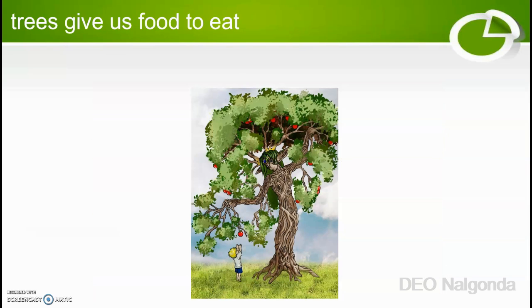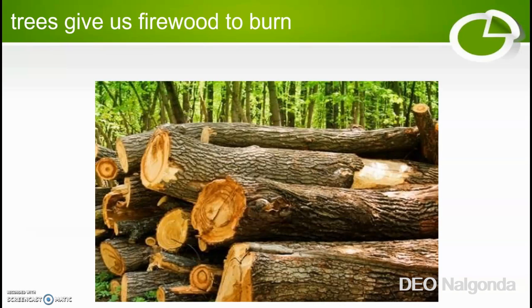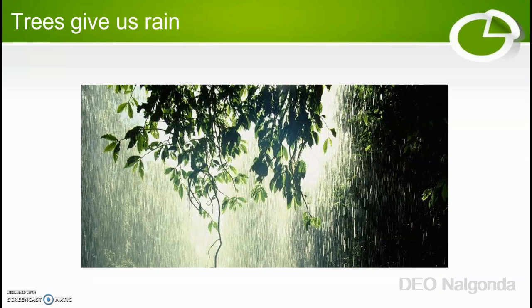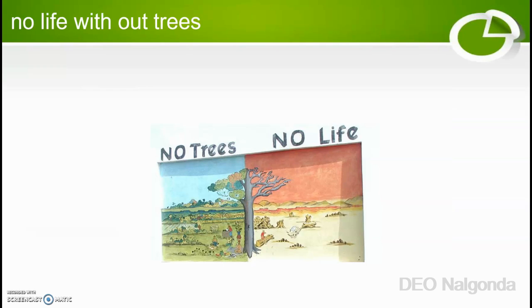Then move on to the next slide. There are many uses of the trees. Trees give us food to eat, and you can see in the slide the boy waiting for an apple. The other use of the trees is that they give us firewood to burn, where your mother cooks food for you. And the other use, as the slide itself says, is that the trees give us rain. Without the trees, there is no rainfall. And this slide says that without trees, there is no life on this earth.